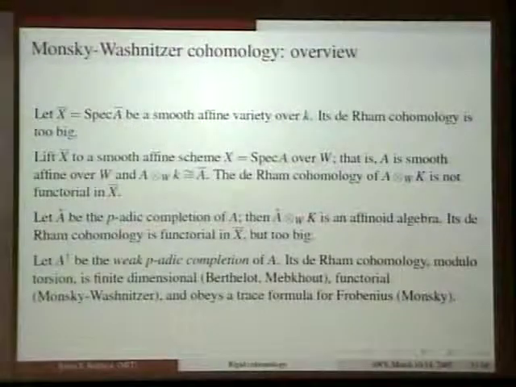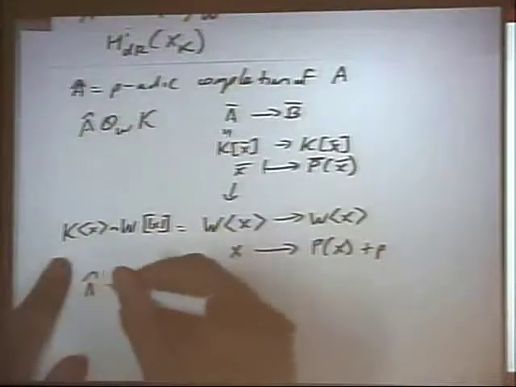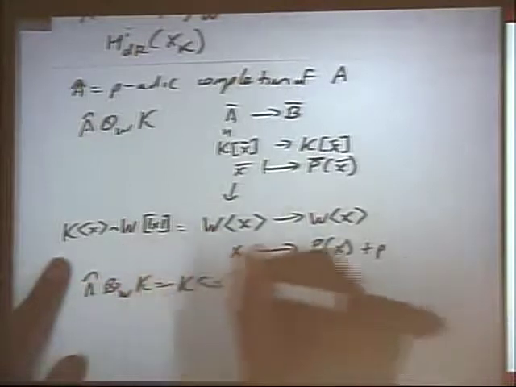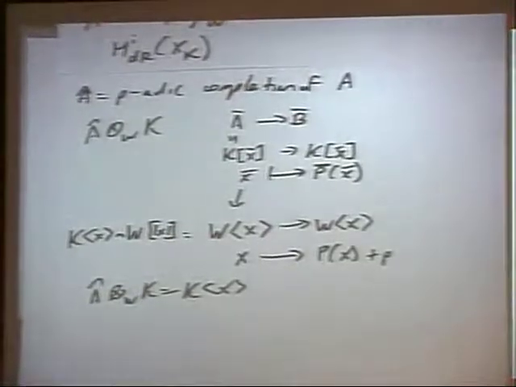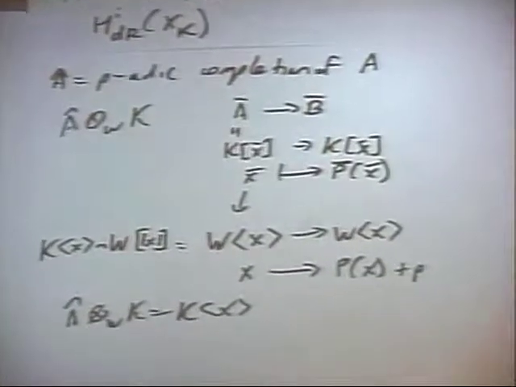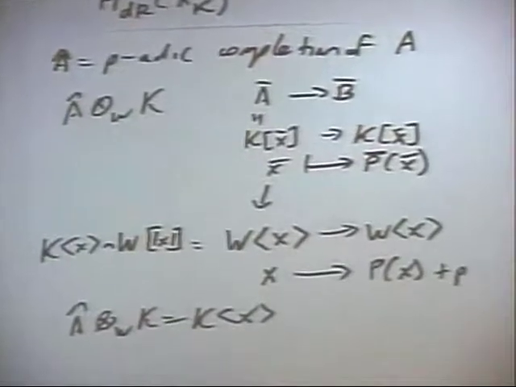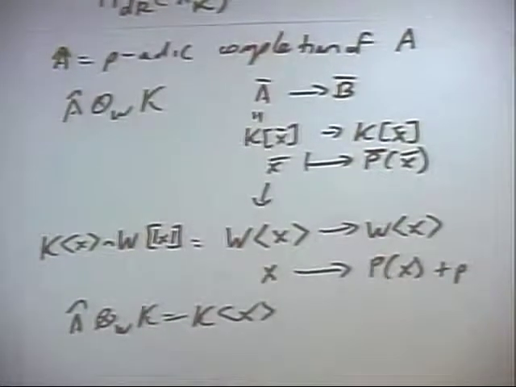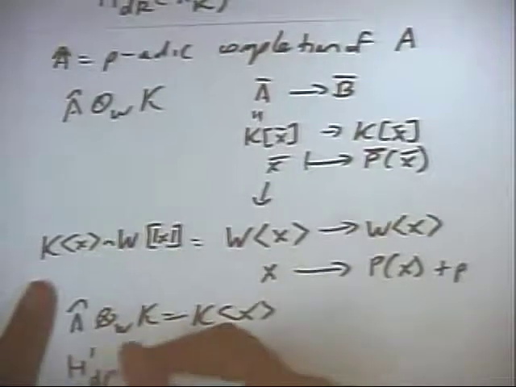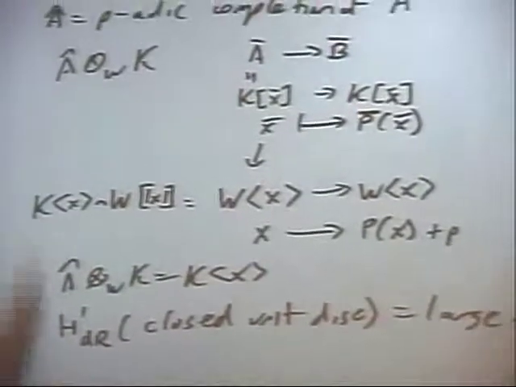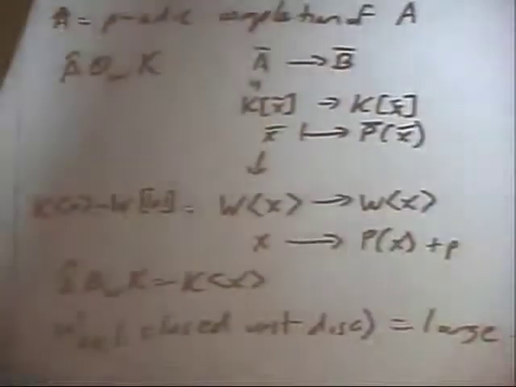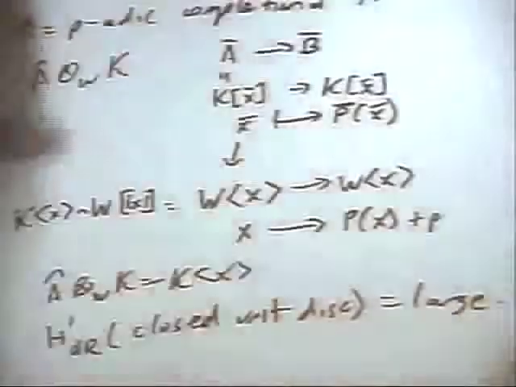So look at this example. Look at W_x. I'm going to take, again, A-hat tensor with k, which is just k⟨x⟩. So I'm looking at this standard one-dimensional Tate algebra, and it corresponds to the closed unit disk as an affinoid space. And I want to know what the de Rham cohomology of this thing is. So the de Rham cohomology of the closed unit disk, I claim this is large. H^1 of this is actually quite large. Let's see that.